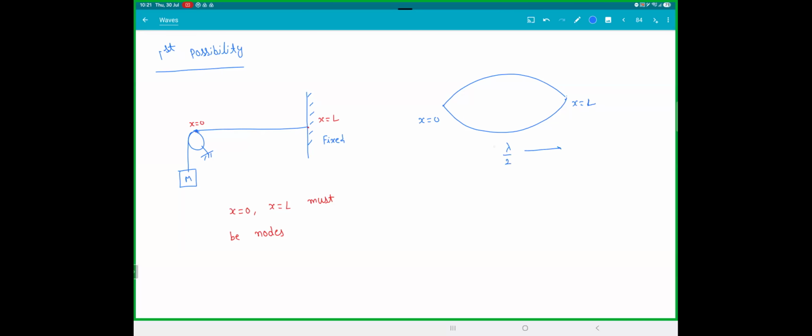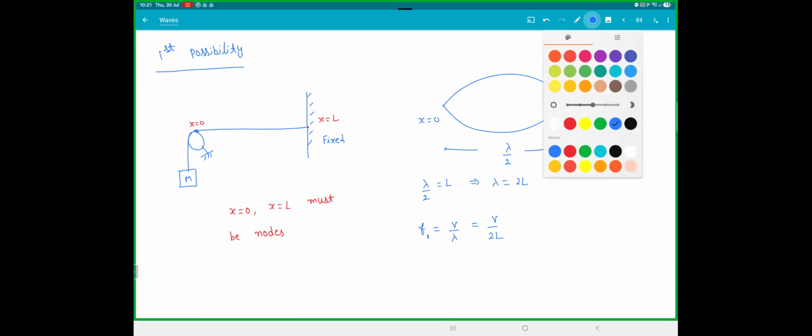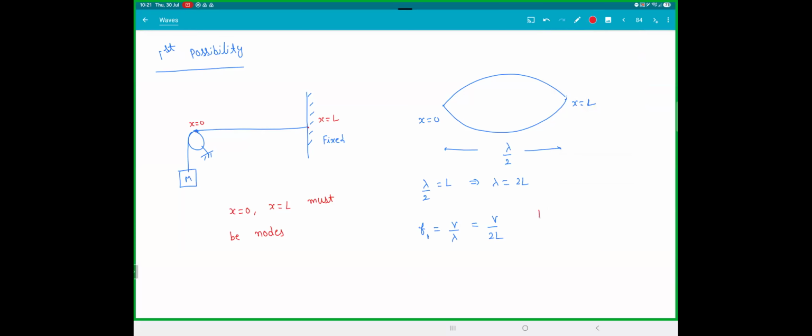Lambda by 2 is the distance between them. So lambda by 2 is equal to L. So from here I got wavelength is equal to 2L. Then I know frequency is equal to V by lambda, which is V by 2L. That means if you generate a frequency V by 2L, you get one loop. So we'll call it F1. This is also called as fundamental frequency. So if you want one loop on this string, you should generate this frequency.